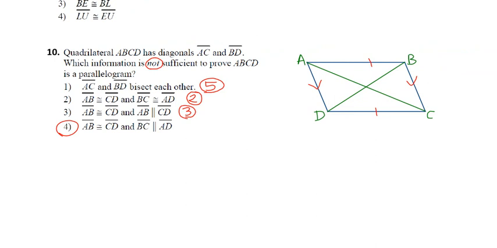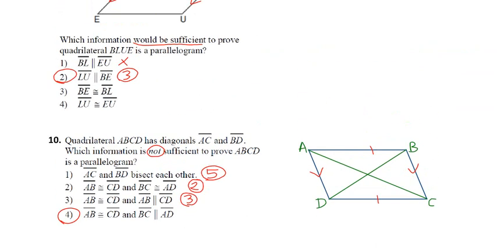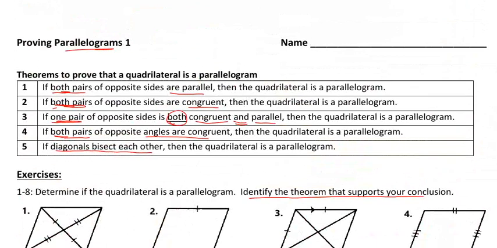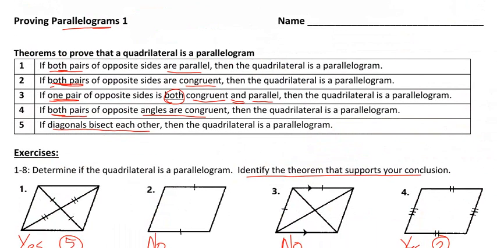So that's it for today's lesson. That's how we show that a quadrilateral is a parallelogram. And basically what we have to do is you need to show that one of these conditions exists in order to say that it is a parallelogram.